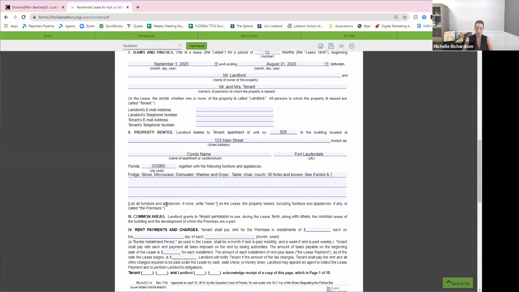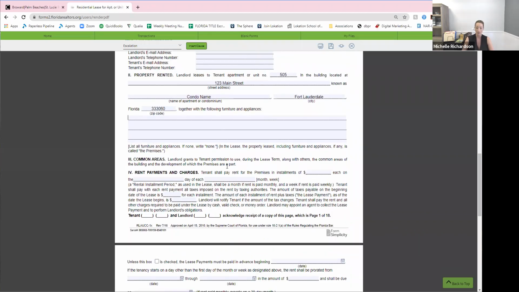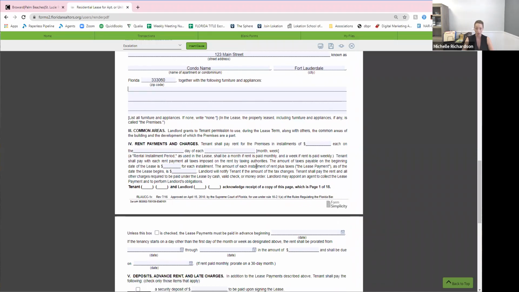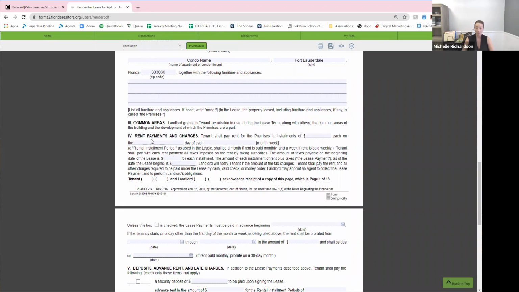So here it says list all the furniture and appliances. Now, if there's absolutely none in there, then you must type none. So that means there would be absolutely no appliances, no furniture of any type. So in most cases, when you're leasing, you're definitely going to want to put in the fridge, stove, etc. The landlord grants the tenant the permission to use all of the common areas. Rents, payments, and charges. Tenant shall pay the rent in the amount of.